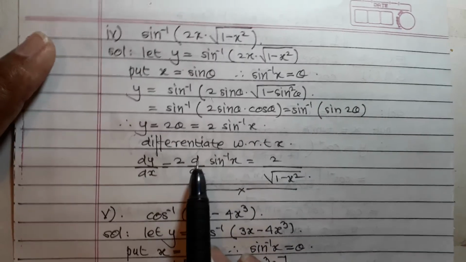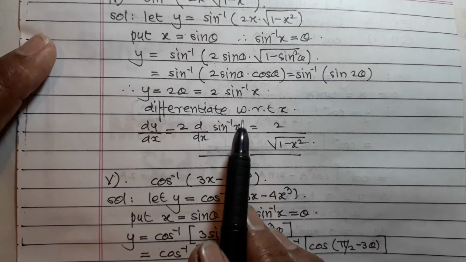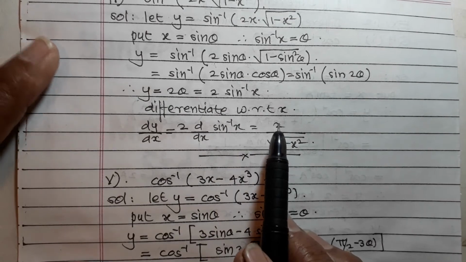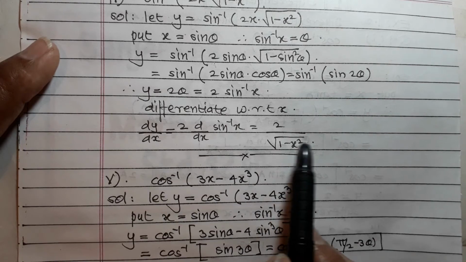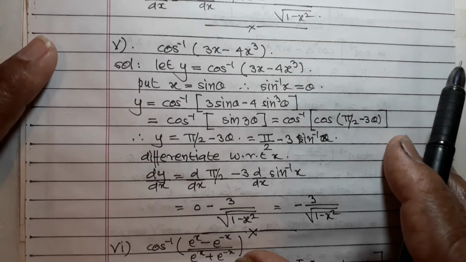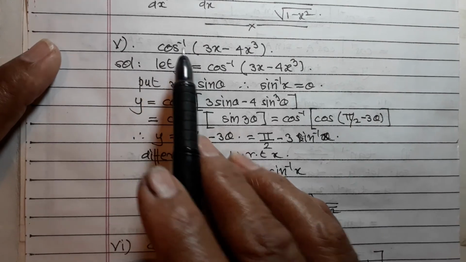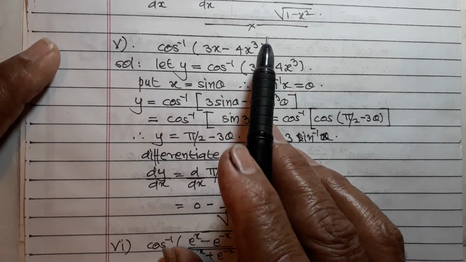Differentiate with respect to x. dy/dx is equal to 2 d/dx sin inverse x, and is equal to 2 upon under root 1 minus x square. Okay. Question number 5. Cos inverse of 3x minus 4x cube.